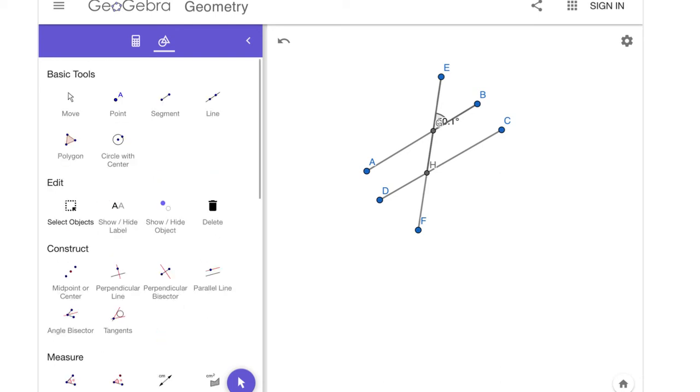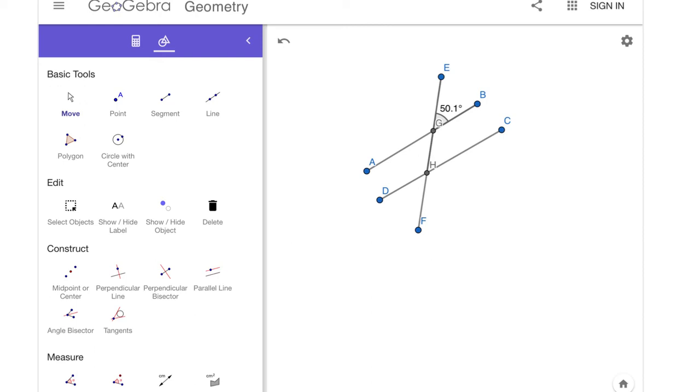Notice you can't really see it, so you scroll up and hit the move tool in the basic right there, okay, and then grab it and just pull it up. So we see that's 50.1. So if H is the same angle, that means our line is parallel.